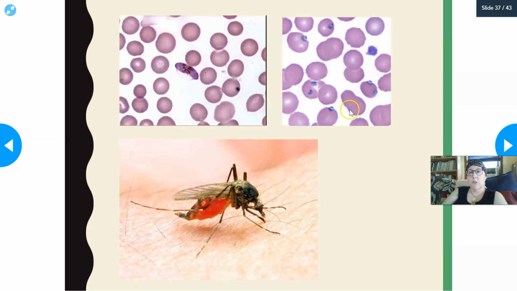It really does take a trained eye to pick up on the fact that these are red cells that are infected with malaria and not just platelets just laying around there. And of course, the mosquito to show that it is spread by mosquito bites.